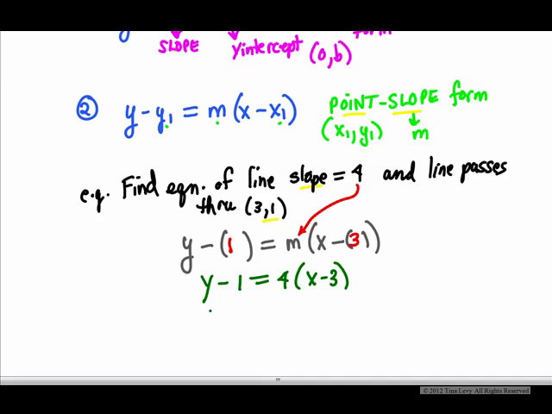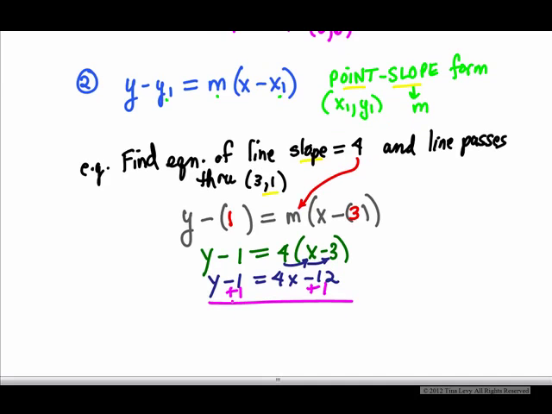So working this through, I get y minus 1. I distribute the 4 through 4x minus 12. And then to get y equals, I'm going to add 1 to both sides. I add 1 to both sides, and that tells me that the equation of the line with slope 4 that passes through 3, 1 is just y equals 4x, negative 12 and 1, negative 11. It has a slope of 4, and we just learned from this form that the y-intercept is negative 11.